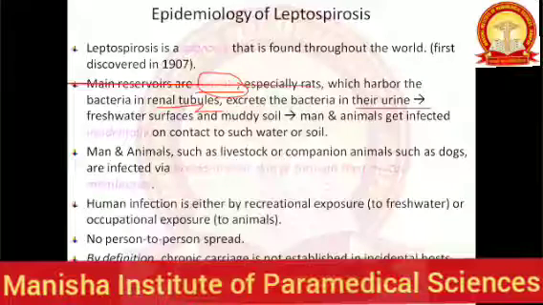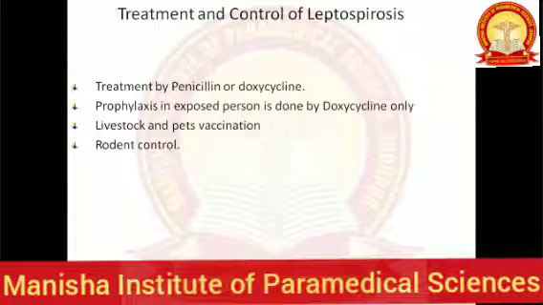Suppose your pet is infected by this, and you then have contact with your pet, then you can be infected through it. So this is an epidemic that can spread from one place to another and finally come to us. Man and animals such as livestock or companion animals such as dogs are infected via breaks in the skin or through their mucous membranes. So we need to be a little more concerned about rodents to control leptospirosis. That's it, and I hope that can help.